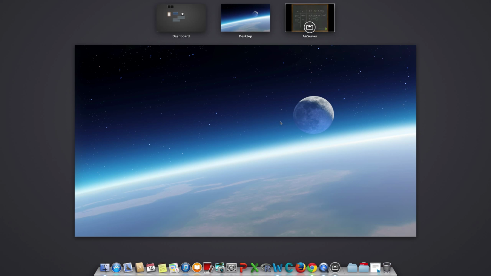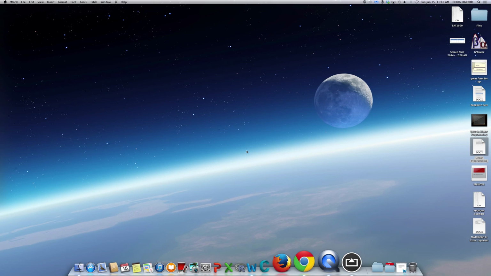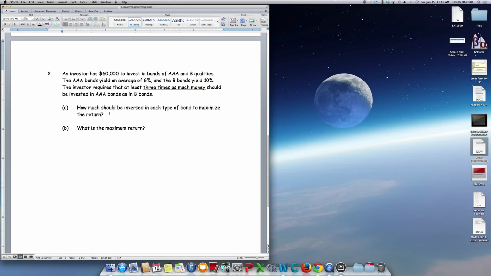If my computer will allow me to do so. Alright, so how much should be invested in each type of bond? We need 45,000 in double A's, triple A's. Sounds like a battery, doesn't it? And we need 15,000 in bond B's. What was the maximum return? Well, that turned out to be $3,900. Now, let me show you something.